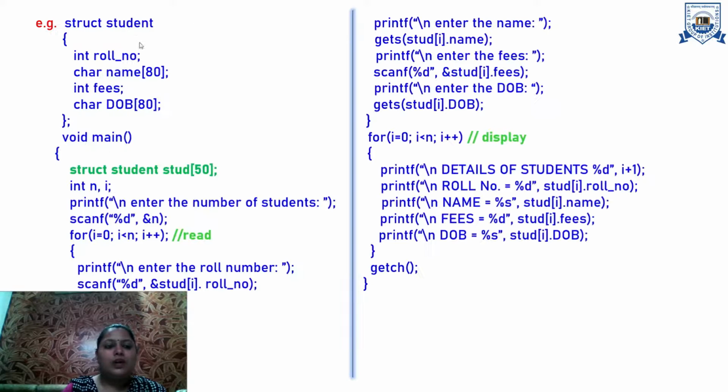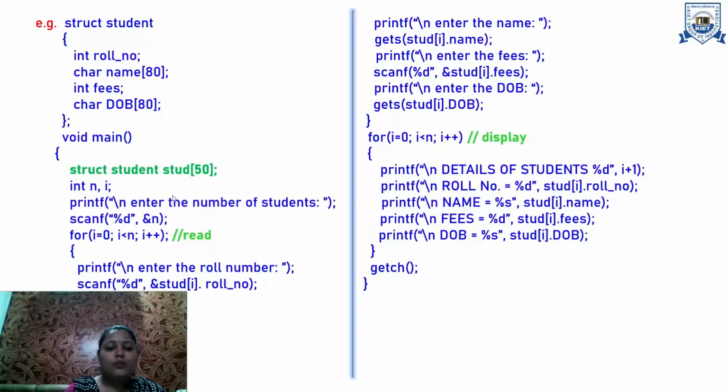Now let's see an example of the whole program for reading and displaying the information of a particular student, for a number of students. I have taken elements as roll number, name, fees and date of birth. Again I am calling it using a variable stud, and I have taken an array of size 50. First I have to identify how many students I want to enter into this structure, that is, enter the number of students. For this I have taken a variable n and I am reading it from the user.